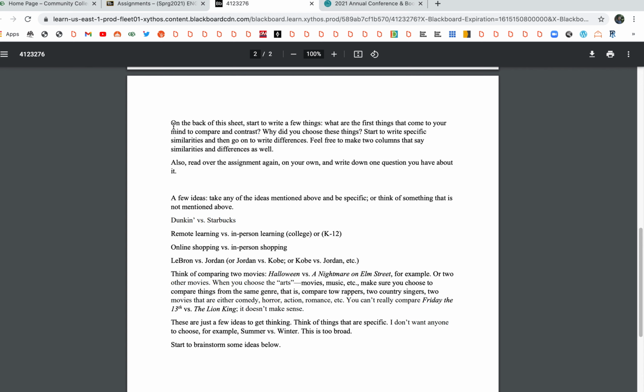Get out a piece of paper and a pencil or pen, or on your computer, start to type some ideas. What are the first things that come to your mind to compare and contrast? Why did you choose these things? Start to write specific similarities and go on to write differences. Which one do you like more? Which one's better? Feel free to make 2 columns that say similarities and differences.